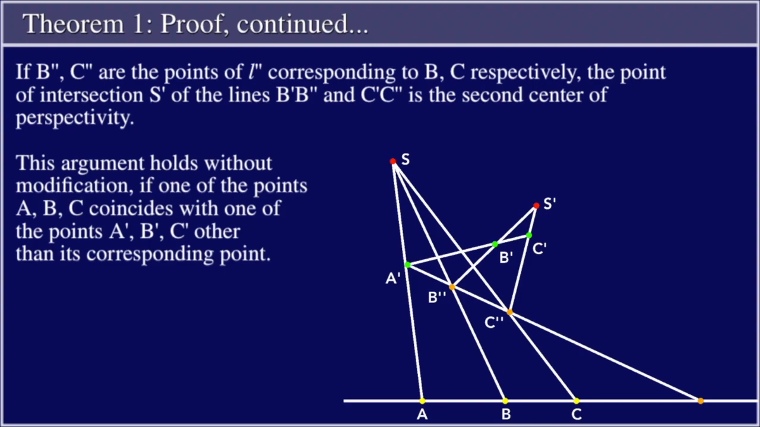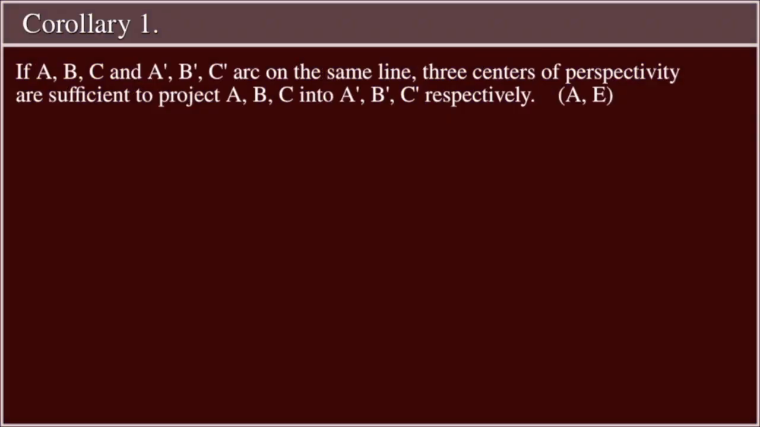This argument holds without modification if one of the points A, B, or C coincides with one of the points A', B', C' other than its corresponding point. Corollary 1. If A, B, C, and A', B', C' are on the same line, 3 centers of perspectivity are sufficient to project A, B, C into A', B', C', respectively. Assumptions A and E.